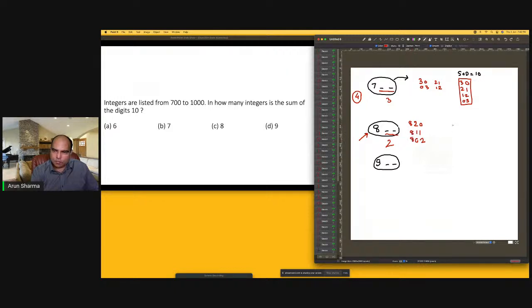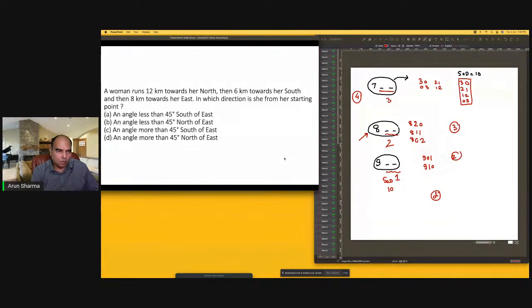So I got 3 more numbers here. With 9 as the starting digit, I want the sum of the 3 digits to be 10. That means the last 2 digits should add up to 1, and that can happen only with 901 and 910. So I got 2 more numbers here, and that makes it a total of 9, which is option D. So option B is the right answer in this question, and that's what this question is all about.